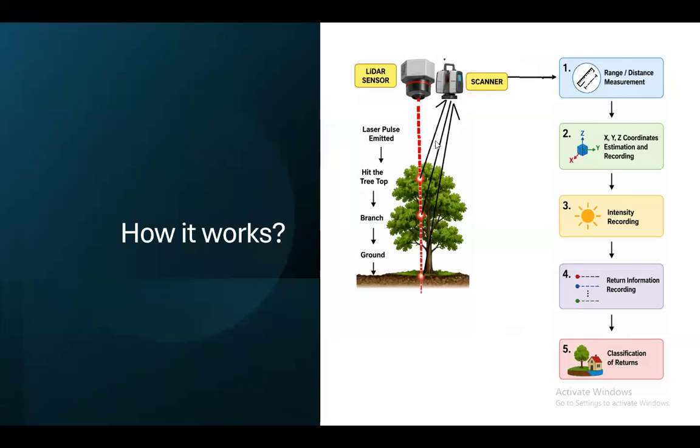So with all that information, the scanner can record the number of returns, beams, or reflections, whatever you call them, and also where each is coming from. That way it can measure the distance between the object and the sensor, and with the help of that distance it can estimate the X, Y, and Z. It also records the amount of energy coming from any surface, whether it is the top, a branch, some other layer of the canopy, or the ground.